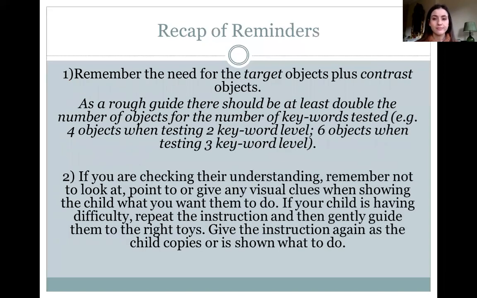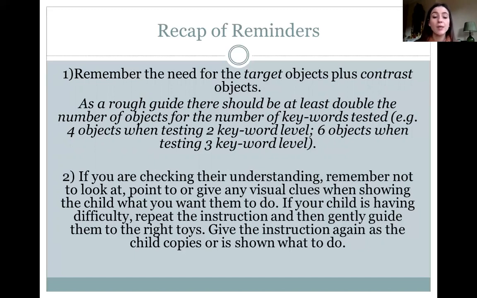So just a recap of the reminders when doing keyword level instructions with your child. Number one, remember the need for the target objects plus the contrast objects. So as a rough guide, there should be at least double the number of objects for the number of keywords tested. So for example, 4 objects when testing 2 keyword level, and 6 objects when testing 3 keyword level. Just so you truly know the child is understanding the words that you're saying and not just using what is given in front of them.